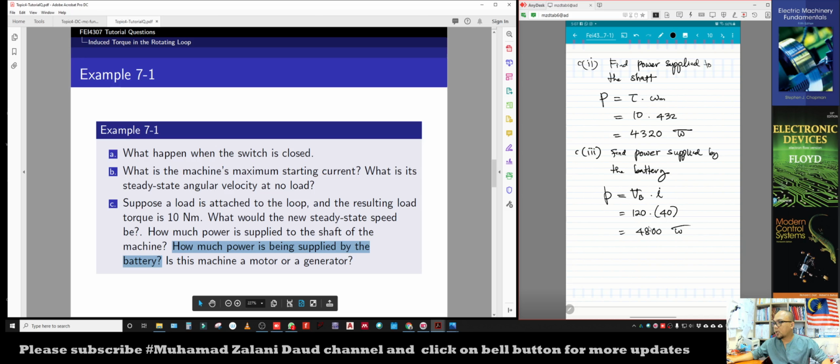This is the power supplied by the battery, and this is the power supplied to the shaft. You see that the power supplied to the shaft is much lower than the power supplied by the battery because this machine is working as a motor. Let me just solve this first. So in this case we have the power supplied by the battery 4800 and power supplied to the shaft is 4320 watt.